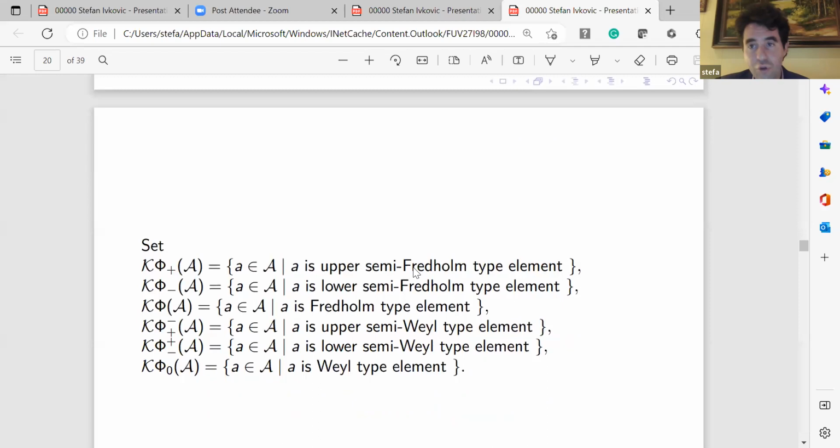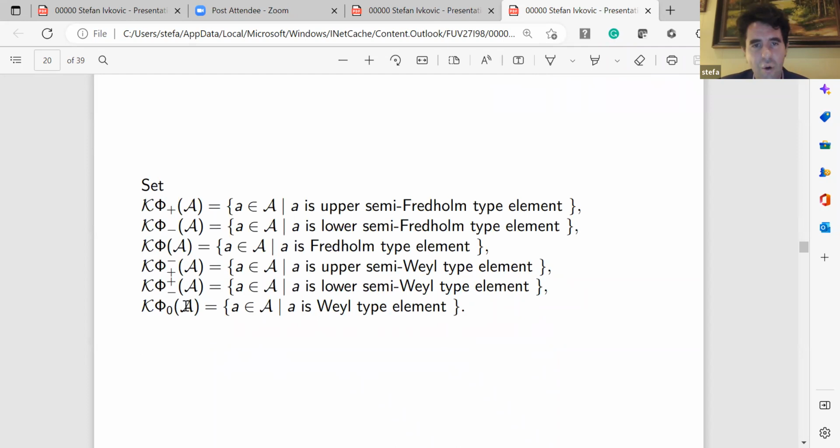So now I want to introduce the notation of these various subclasses which we defined above. KF plus is the set of all upper semi-Fredholm type elements. KF minus is the set of all lower semi-Fredholm type elements. KF is the set of Fredholm type elements. KF plus minus is the set of upper semi-Weyl type elements. KF minus plus is the set of lower semi-Weyl type elements. And KF zero is the set of Weyl type elements.